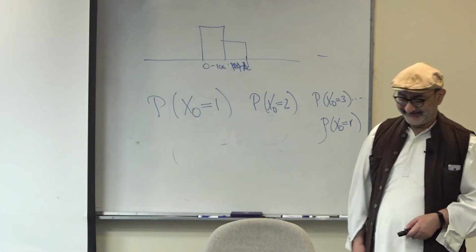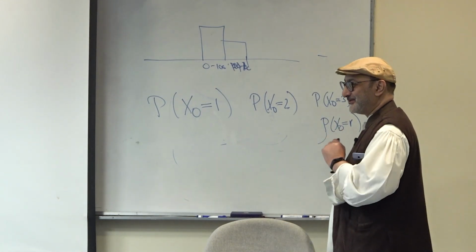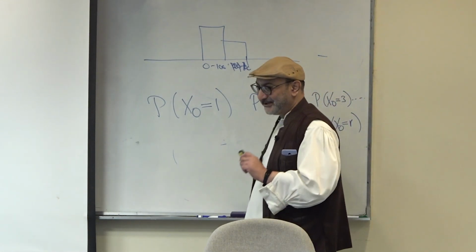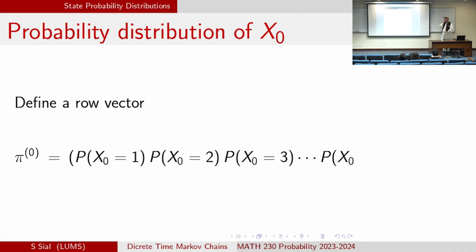It's convention. I'm sure there was a reason for it originally, I'm not sure what the reason is. All the texts use pi for this. So there's a row vector.